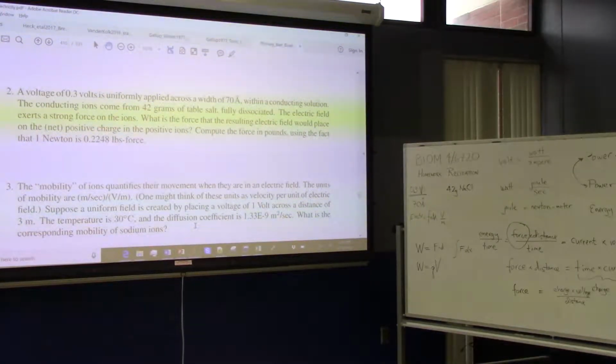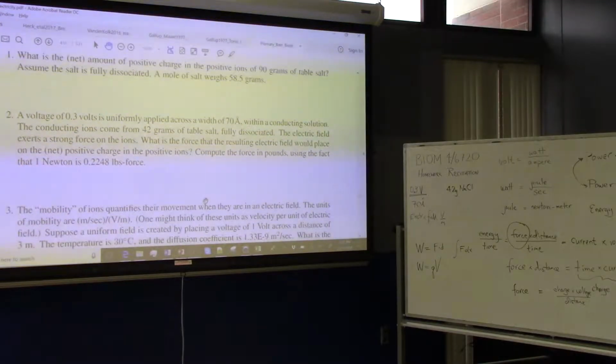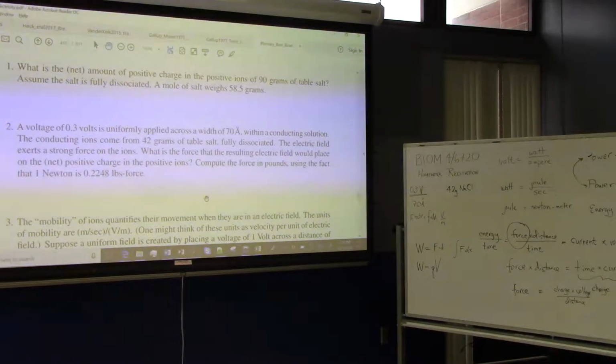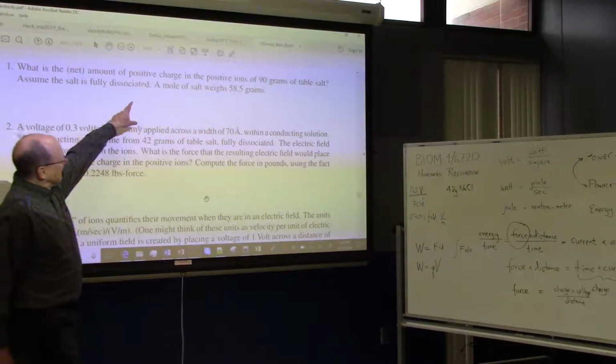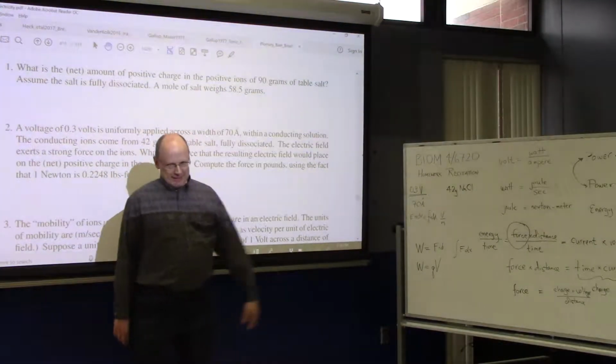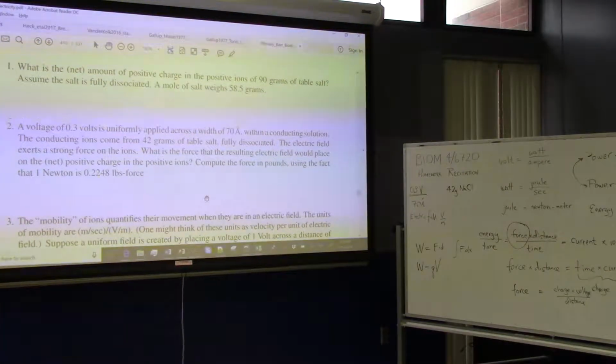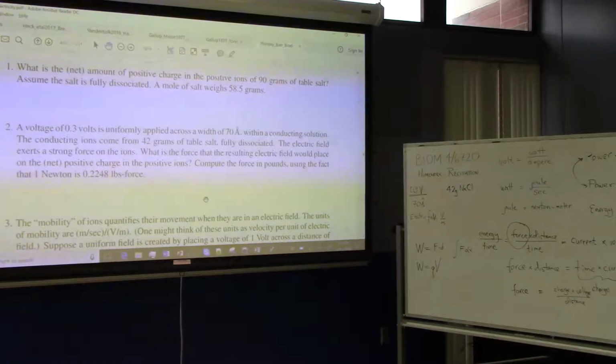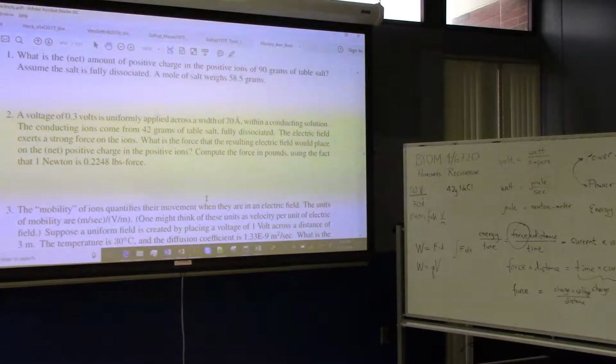You could consult the periodic table, or you could allow your eye to wander up the page to question number 1. You don't have to go to the periodic table if you notice that. So how many moles do we have in 42 grams? 42 over 58.5. That's right.